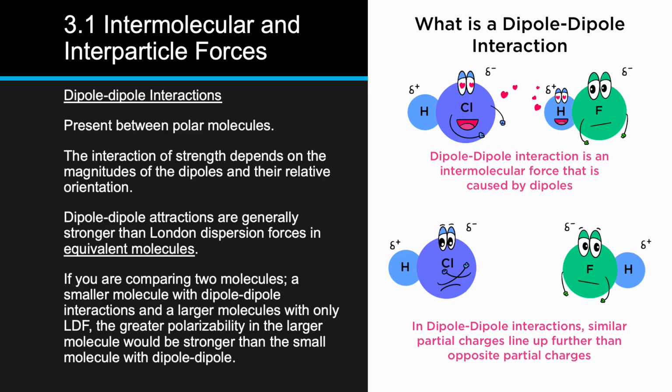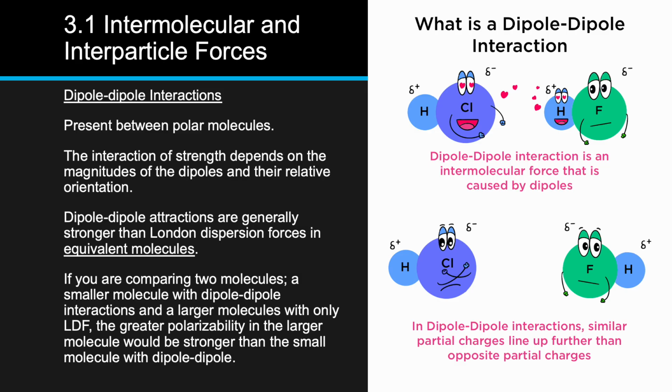magnitude of those dipoles. So for example, if we have a stronger dipole, like in hydrofluoric acid, we know that fluorine is very electronegative, so that fluorine has a strong negative dipole. Now with HCl, it's still a polar molecule. However, that negative end of chlorine is not as strong as the negative end of fluorine.